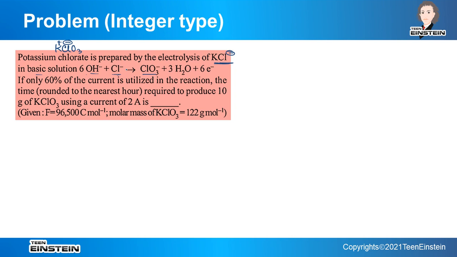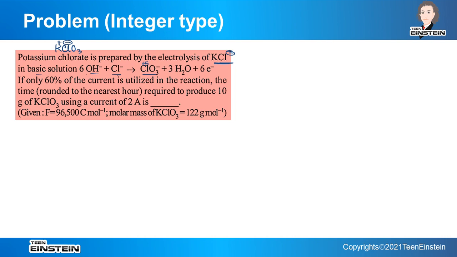Here chlorine from -1 oxidation state is converted to, what is the oxidation state here? It is +5, because overall charge is -1. Fine. 3 oxygen atoms, per oxygen atom it is -2 charge. That means -2 into 3, it is -6. So +5 -6, 1 negative charge extra. So that is why overall charge is minus.